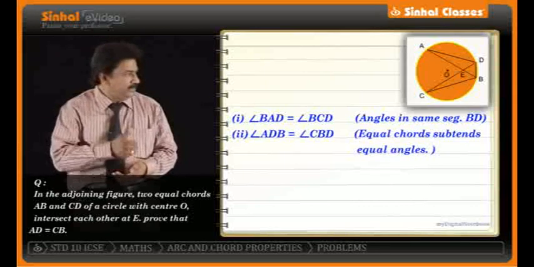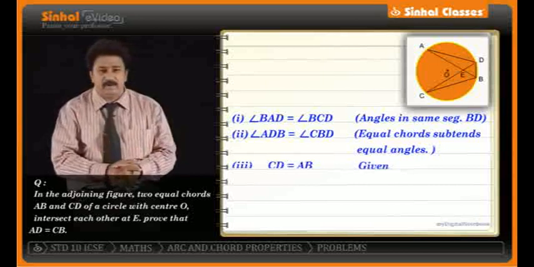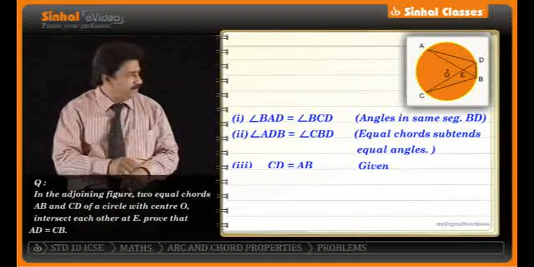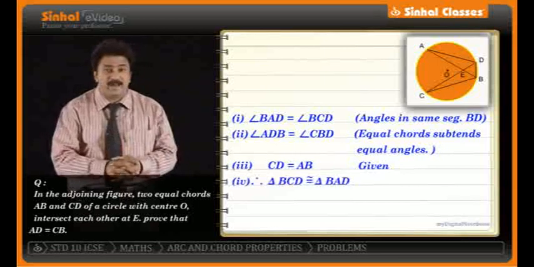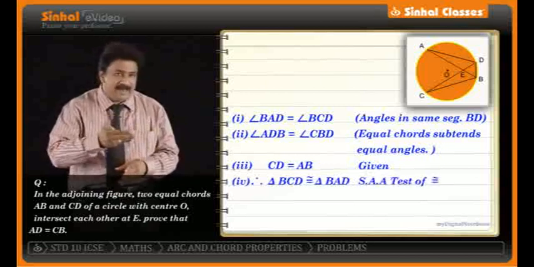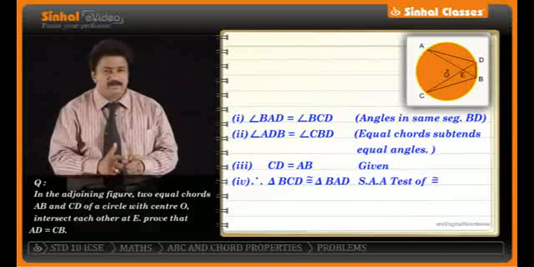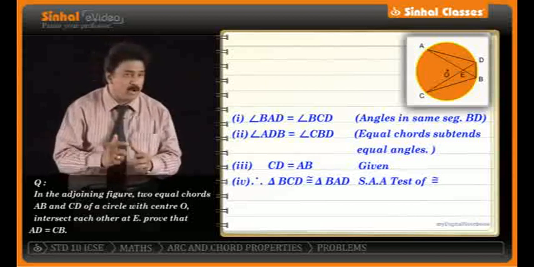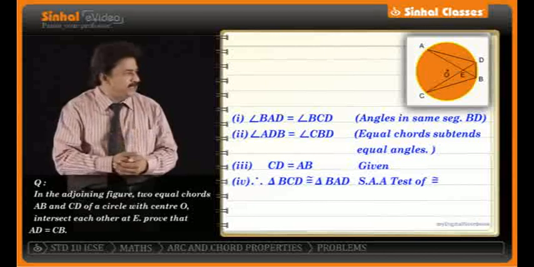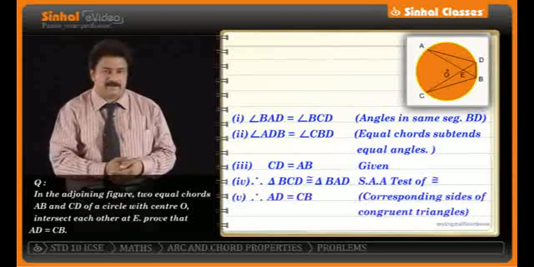Further down, what do I get? CD is equal to what? AB. That's what is given to you. These two chords are what? Equal. By using all the given information, what do I get? I get triangle BCD is congruent to triangle BAD. By which test? SAA test of congruency. And the moment you prove two triangles are congruent, their corresponding sides and angles automatically become what? Equal. See what we get? Yes, we get AD is equal to what? CB. Reason? Corresponding sides of congruent triangles.